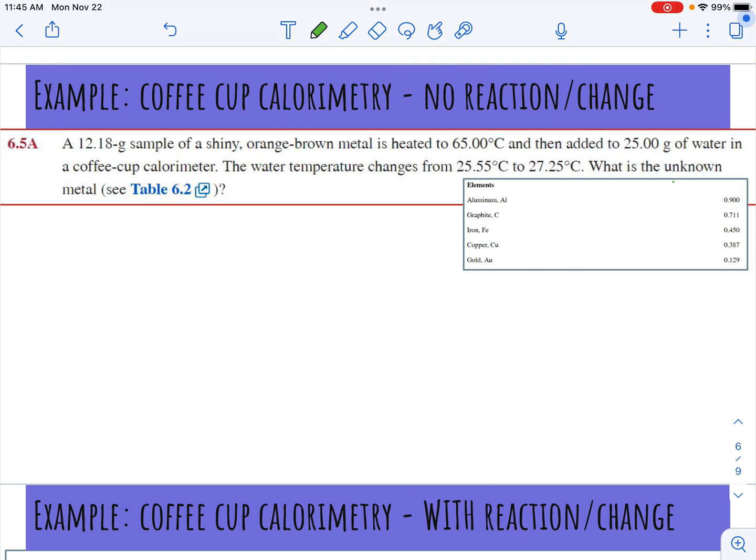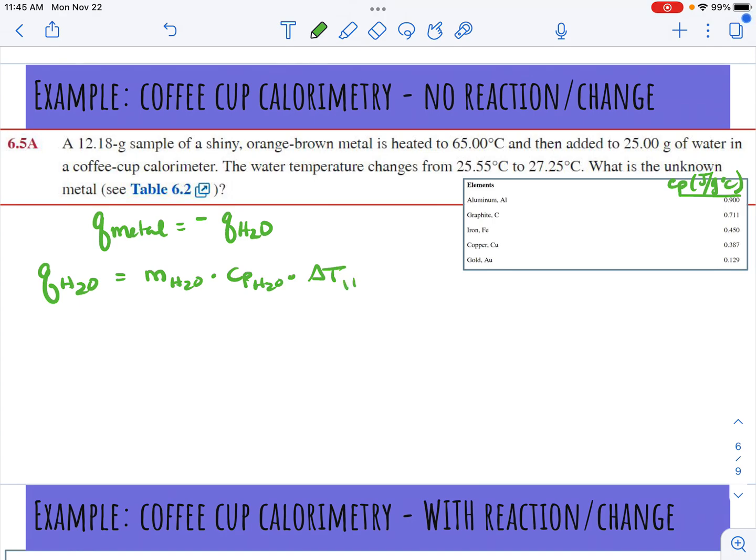Sorry, I cut this off. This is the specific heat capacity in joules per gram degree Celsius of each of these metals. All right, so the thing that I want to remember is that Q of the metal will equal, with the opposite sign, an equal amount as Q of the water that we drop it into. And I can solve for Q of water by knowing the mass of the water, the specific heat capacity of the water, and the temperature change of the water.